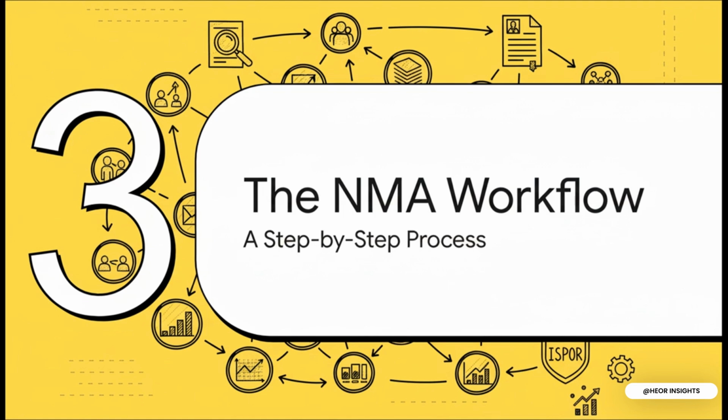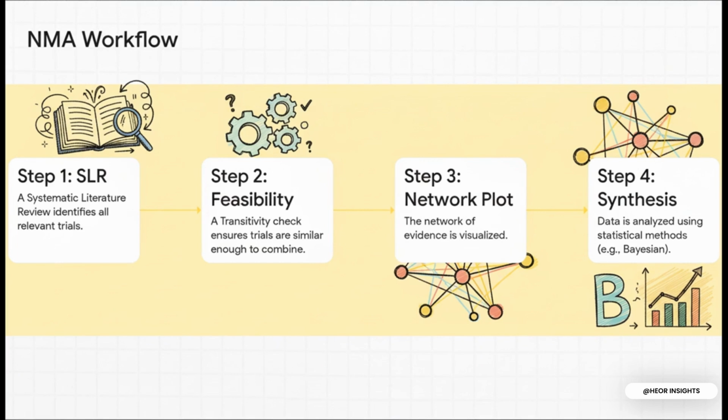Conducting a network meta-analysis isn't just a simple calculation. It follows a very rigorous, multi-step process that's governed by established research practices, like those from ISPOR. This workflow begins with a comprehensive, systematic literature review to identify every relevant trial. After that, a critical feasibility assessment is done to make sure the trials are similar enough to be combined. Then, a network plot is built to visualize the evidence connections. And finally, the data is synthesized using advanced statistical methods, with Bayesian approaches being very common in HEOR.